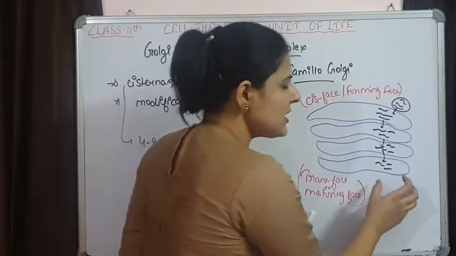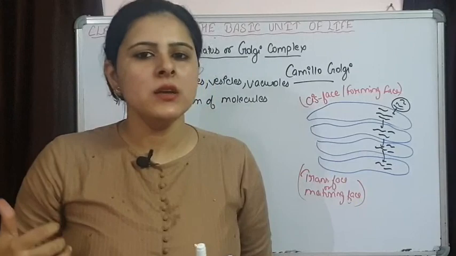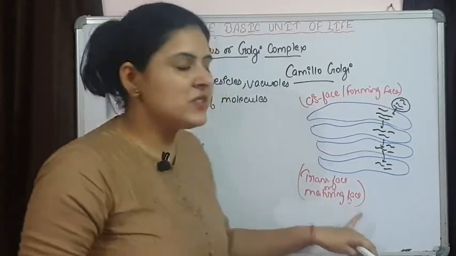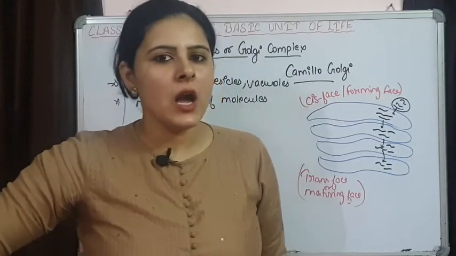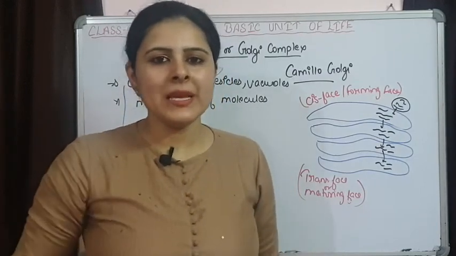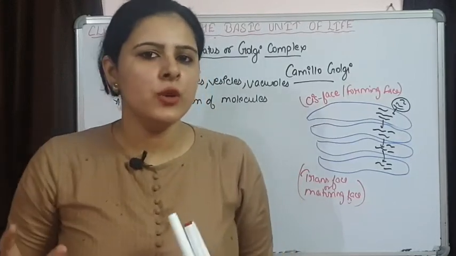And from this trans face they are going to move out again by packaging in vesicles. So that's why it is known as the maturing face, because from here mature proteins are going to leave. These are going to be more complex, more modified, and finally in their fully functional form.